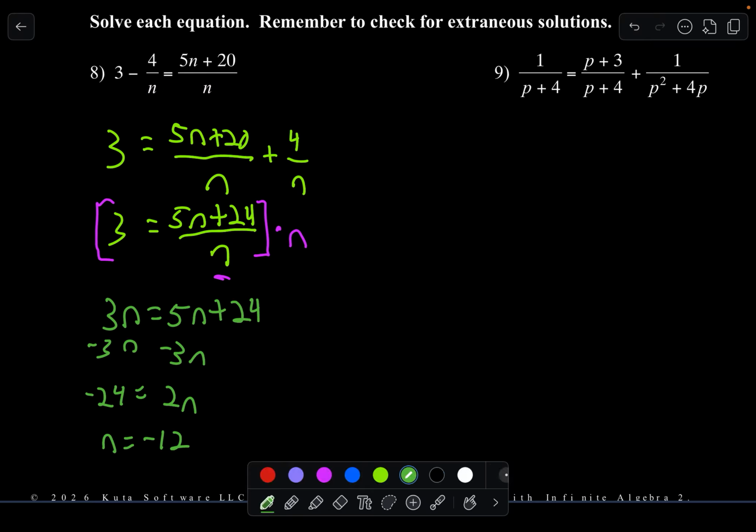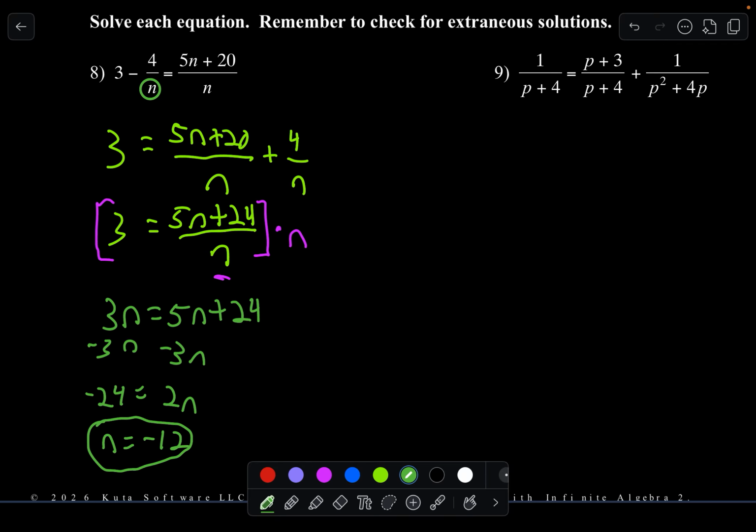All right, now, that's the answer, but we always check our work. The main thing is look to see if the negative 12, your answer, makes the denominator of any of the fractions we have equal to 0. Since our only fraction is an n on bottom, negative 12 does not make n equal to 0, so that's a valid solution. It's n equals negative 12.